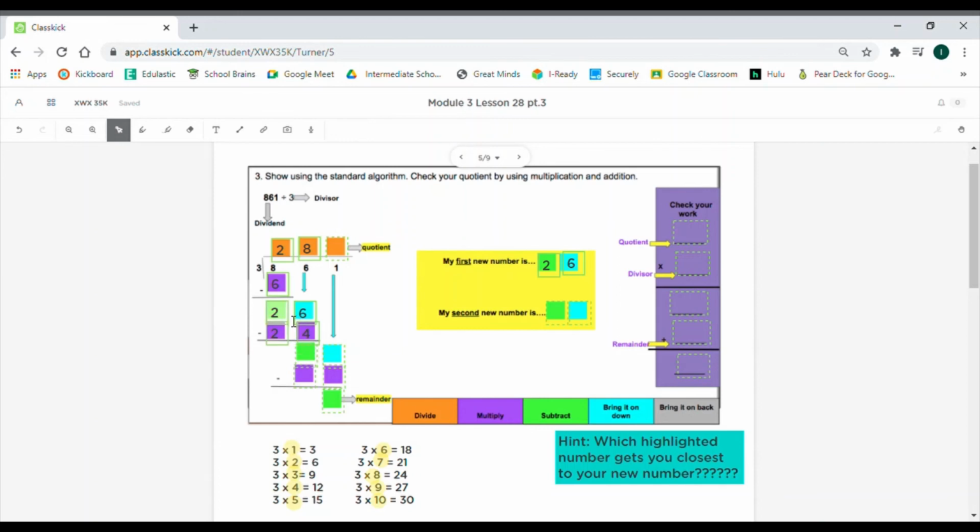Then you should have subtracted 26 minus 24. Yeah, 2. And then you should have brought down your 1. Your second new number should have been 21. Your new number tells us what we have to divide. 3 goes into 21. How many times? Did you say 7? If you did, you're absolutely correct. Then multiply. 7 times 3. You should have gotten 21.